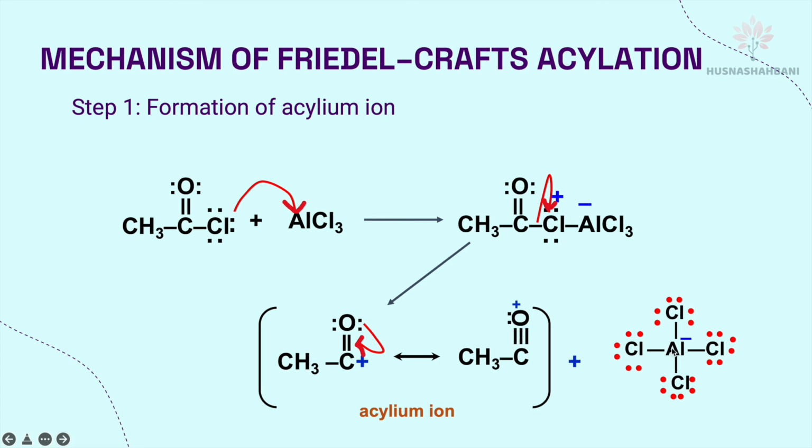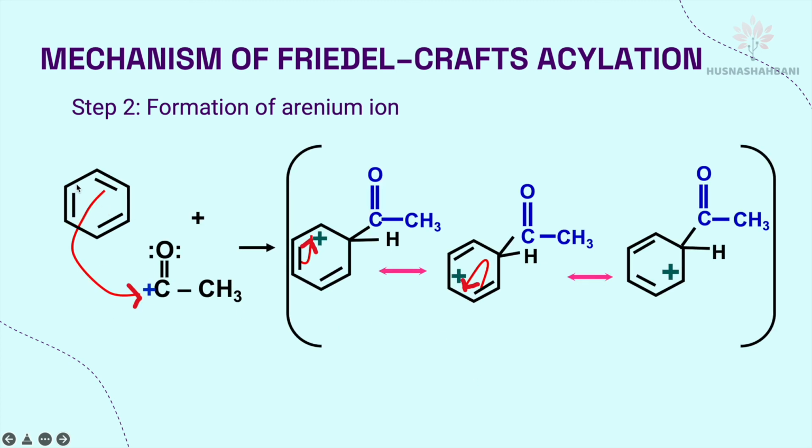Step number 2, the acylium ion now is ready to be attacked by the aromatic ring. So it attacks at the positively charged carbon. The electrons of the double bond of the benzene ring will be used to form a bond with the positively charged carbon in the acylium ion to form the arenium ion over here. So one of the carbons forms a bond with this carbon, another carbon will become positively charged, stabilized by the double bond in the ring. This is the arenium ion.